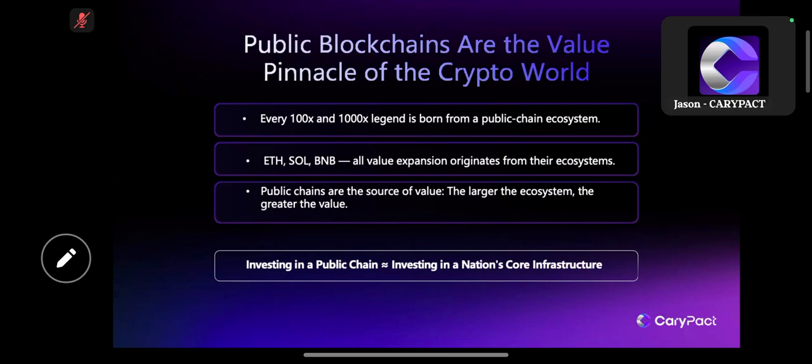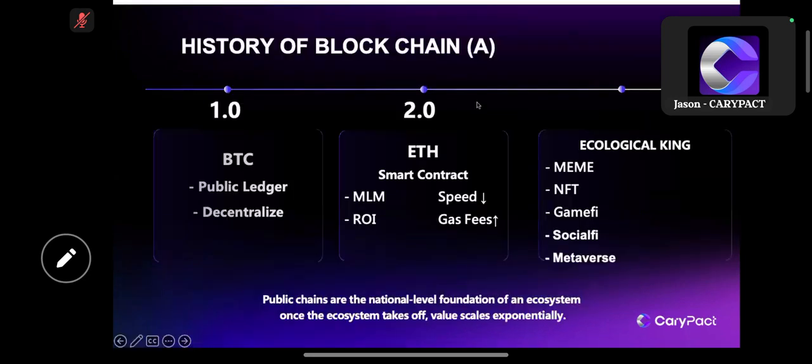For your information, BOT chain is also a public chain because we are building BOT chain using our own gas fees, and our first ecosystem will be Cary Pact. Each time you do a transaction, you will be using BOT coin as the gas fee. So there are going to be very unique new opportunities coming in for us to make another 10x, 100x, or maybe 1000x in the upcoming years. Now let's go to the second part of today's presentation, which is the history of the blockchain itself.